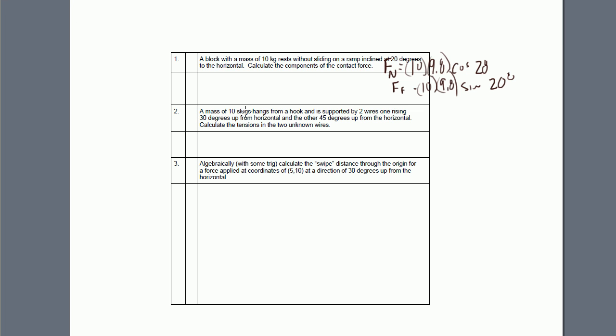Pen. 10 slugs weighs mass times G. Mass is 10 times 32.2. It weighs 322 pounds, or 0.322 kips. How does that look? It has one angle, and you have to really think about this. It's rising up with an angle of 30 degrees, and the other one is rising up with an angle of 45 degrees, which means this has an angle of 30, and this has an angle of 90 plus 45, or 135, and then you have the weight down here, double hatch, the weight of 322.